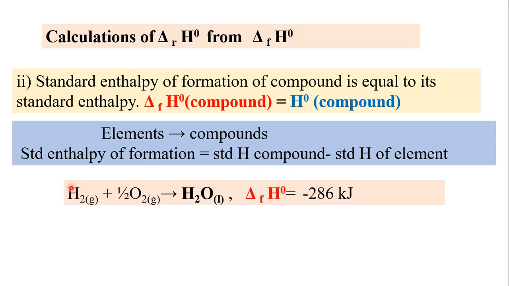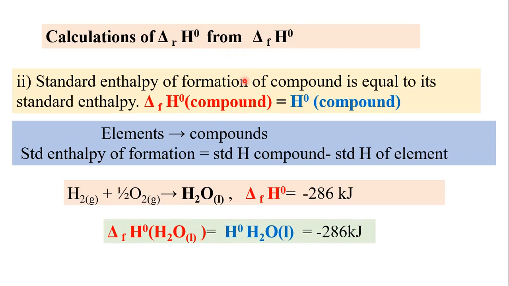Now you know that in a standard state the enthalpy of formation of hydrogen is 0, and in standard state enthalpy of formation of oxygen is also 0, and therefore standard enthalpy of water is equal to standard enthalpy of water minus 0, that is equal to standard enthalpy of formation of that compound. Therefore, standard enthalpy of formation of compound is equal to standard enthalpy of that compound. So using this we can calculate what? The standard enthalpy of the reaction.